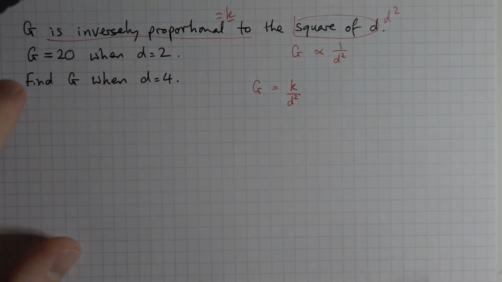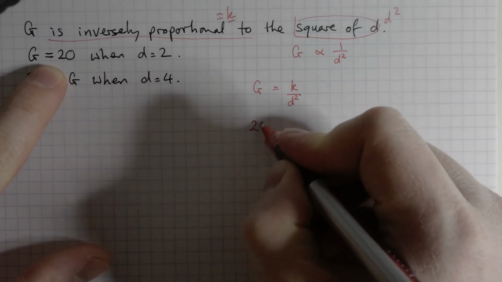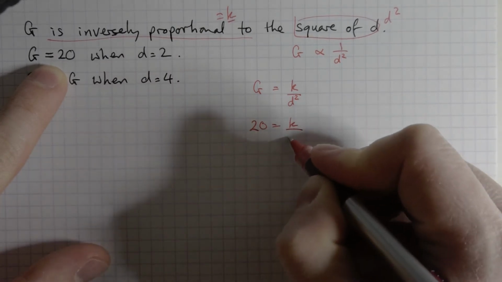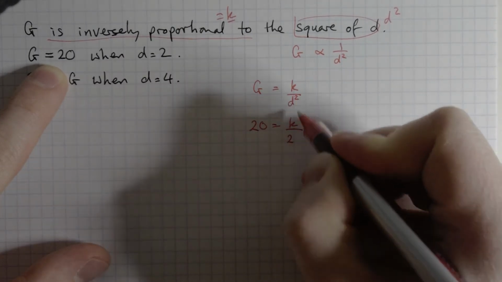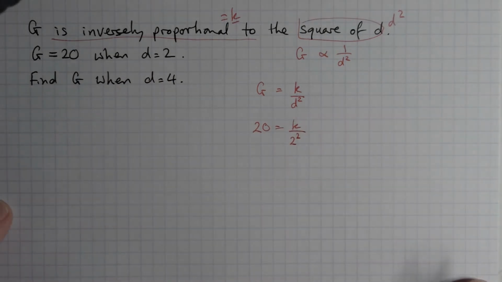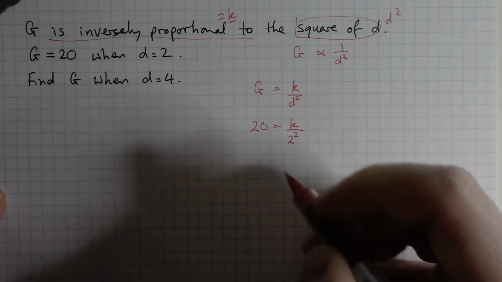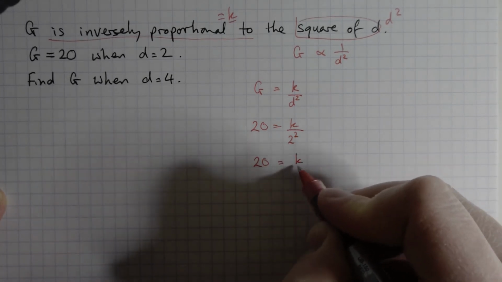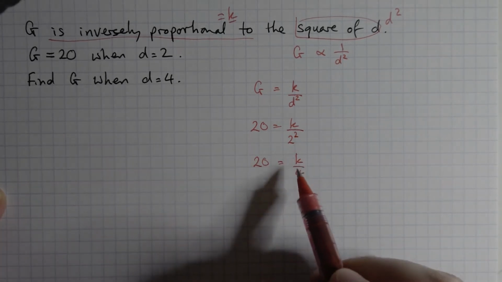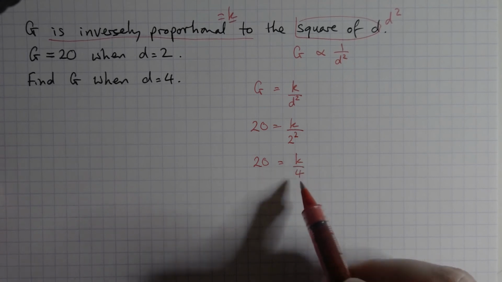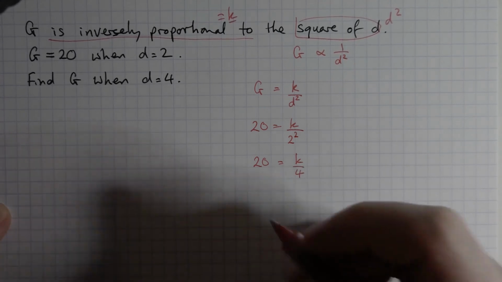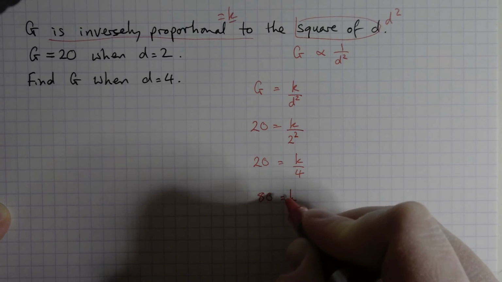Let's substitute what I know. So G is 20 when D is 2. Don't forget there's a squared on there. D squared, D is 2, so 2 squared. Let's do my powers first. So 2 squared is 4. And to get K on its own, the opposite of divide by 4 is times by 4. Multiply both sides by 4, that gives us 80.